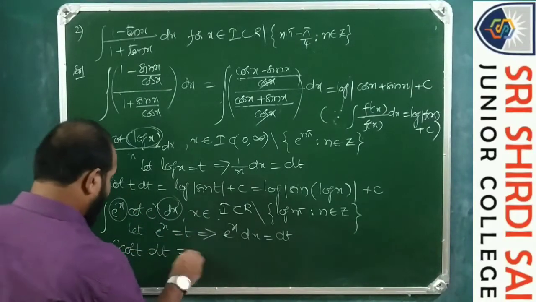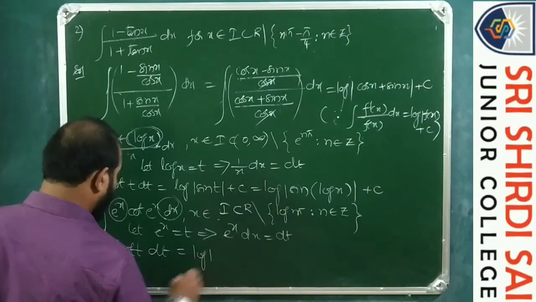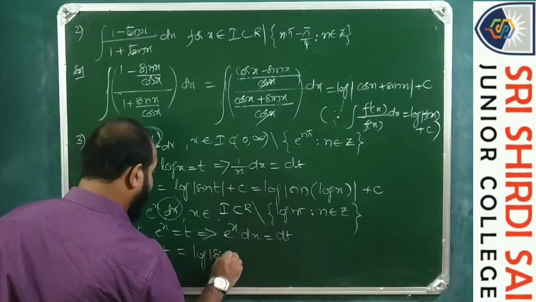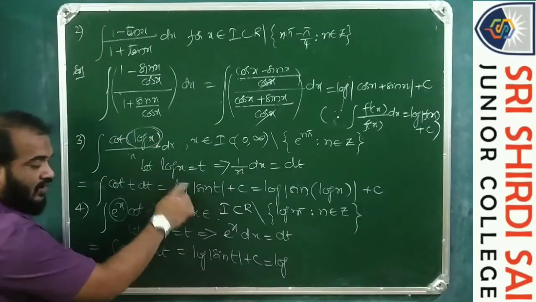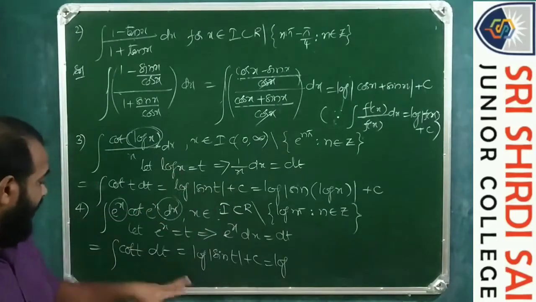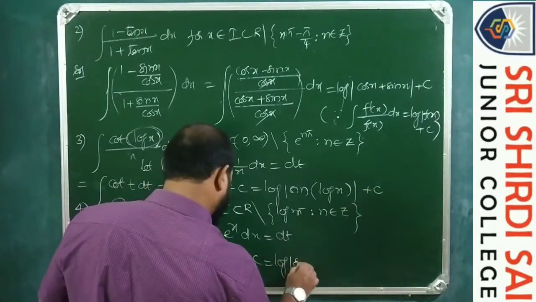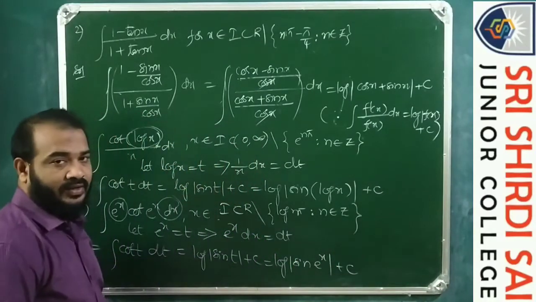Now again we have seen earlier integral cot t dt is log mod sin t, because integral cot x dx is log mod sin x. So log mod sin t plus c. But the answers here are not the same, because earlier t was treated to be log x, but here t is treated to be e power x. So the answer is log sin of e power x plus constant of integration c.